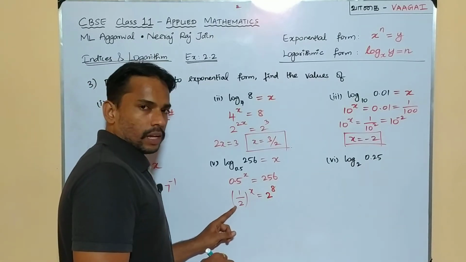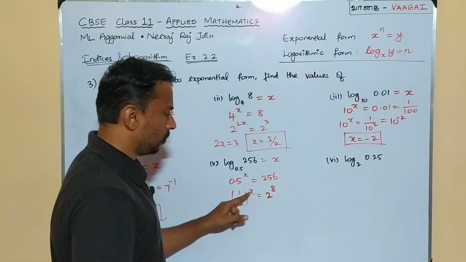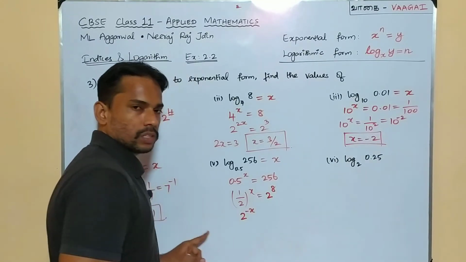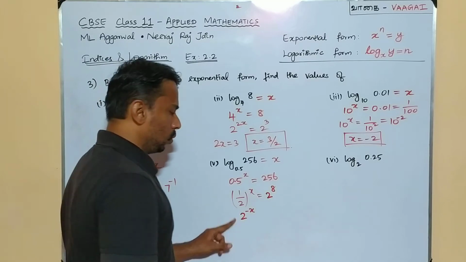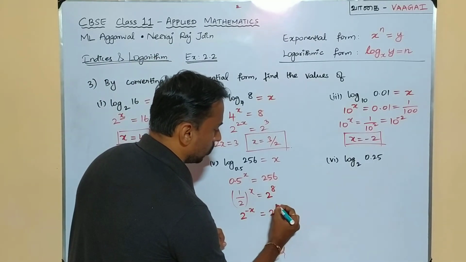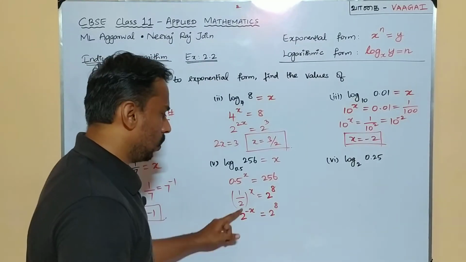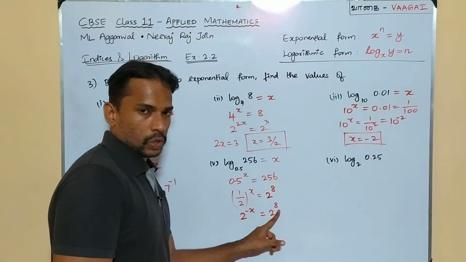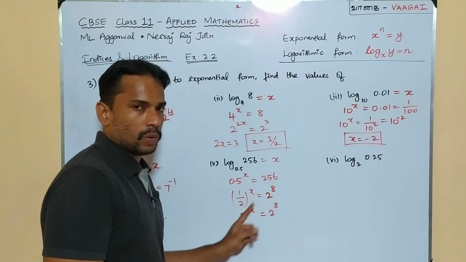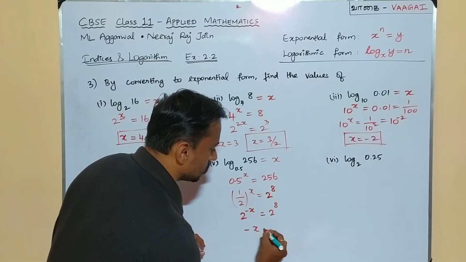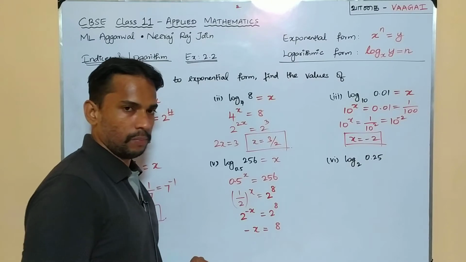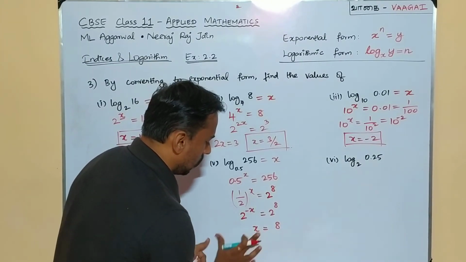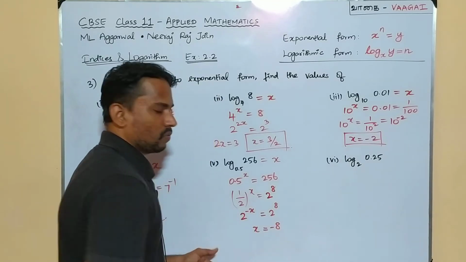Now we come back to the left hand side. We have (1/2) to the power x. So this can be written as 2 to the power minus x. Yes, we can write it like this. 2 to the power minus x is equal to 2 to the power 8. Now if I compare, we will have minus x is equal to 8. We just equate the powers. Hence x will be equal to, taking the minus to the other side, x is equal to minus 8.